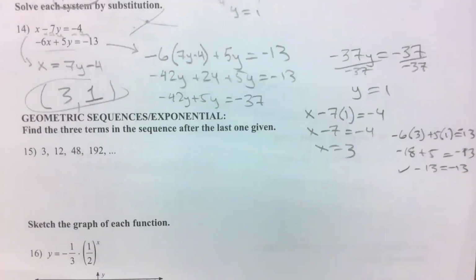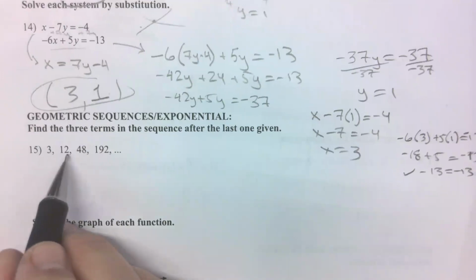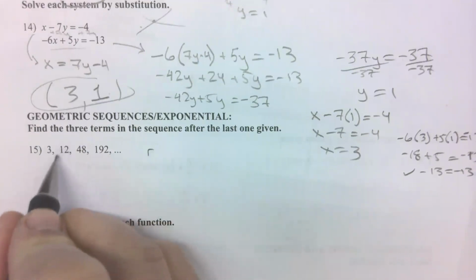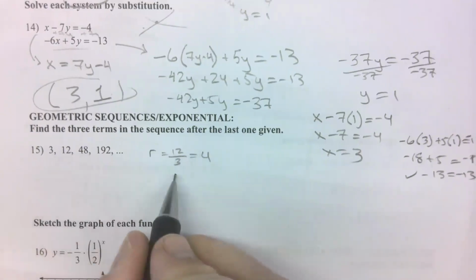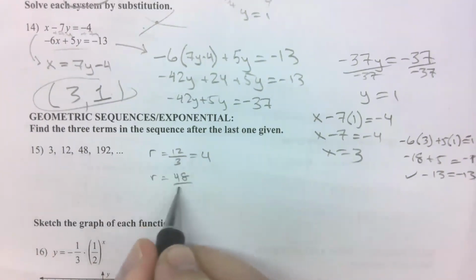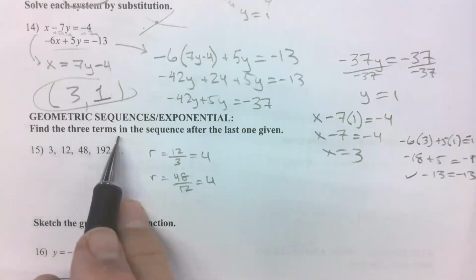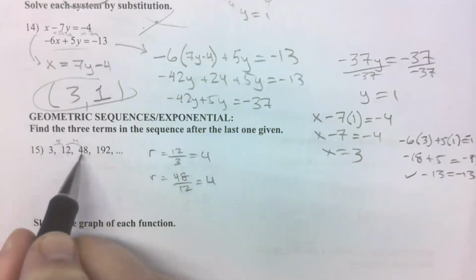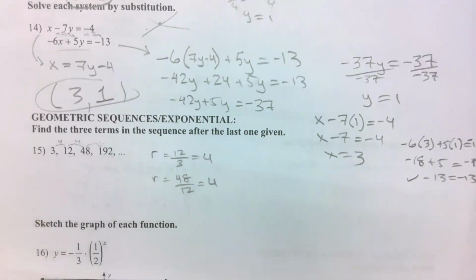All right, now we're doing geometric sequences and exponential. Well, a geometric sequence means that I'm looking for a growth between these two. In other words, a common ratio. So if I take my second term divided by my first term, and I take my third term divided by my second term, I should continually get this same ratio. So this is asking for the 3 terms in the sequence after the last one given. So in other words, this times 4 makes 12, this times 4 makes 48, this times 4 makes that. So I'm looking at doing this times 4.